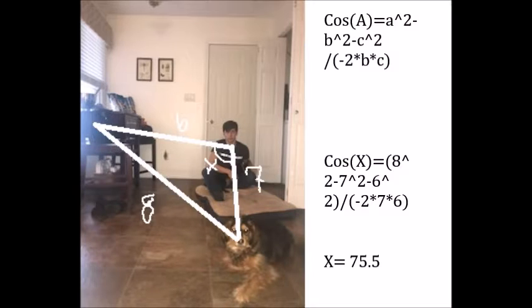So, using a squared minus b squared minus c squared all over negative 2 times b times c equals cosine A, you can find this angle. So, 8 squared minus 6 squared minus 7 squared all over negative 2 times 6 times 7 equals cosine of A. So, you find what's on the left to be 0.25, so once you inverse cosine 0.25, the angle is actually 75.5 degrees.